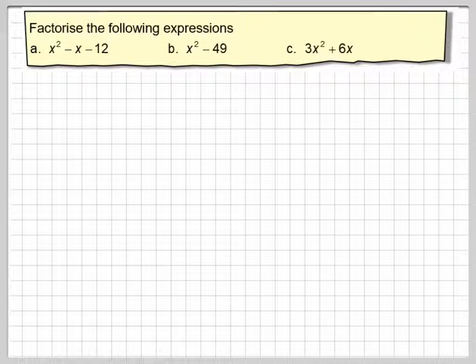So in this video we're going to do a bit of factorisation. So it's factorise the following expressions. We've got A, it's x squared minus x minus 12. B, x squared minus 49. And then C, 3x squared plus 6x.